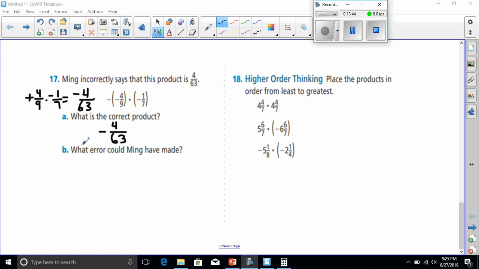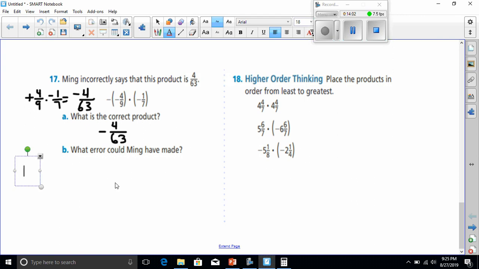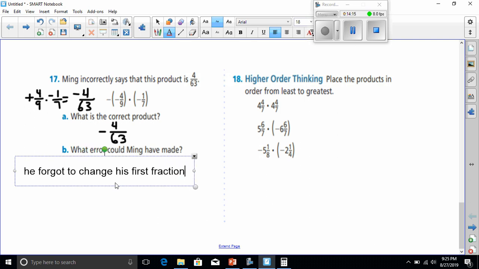Last question is part B, where it says, what error could Ming have made? Well, it seems to me that he forgot to multiply these two negative signs together in order to make his first fraction a positive number. So if I had to type that out, I would say he forgot to change his first fraction into a positive number.